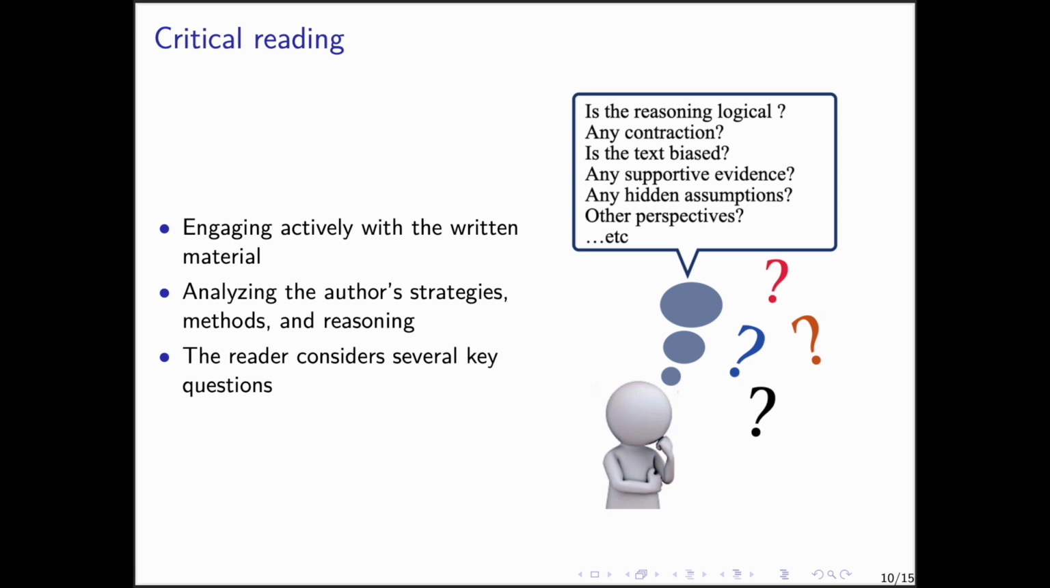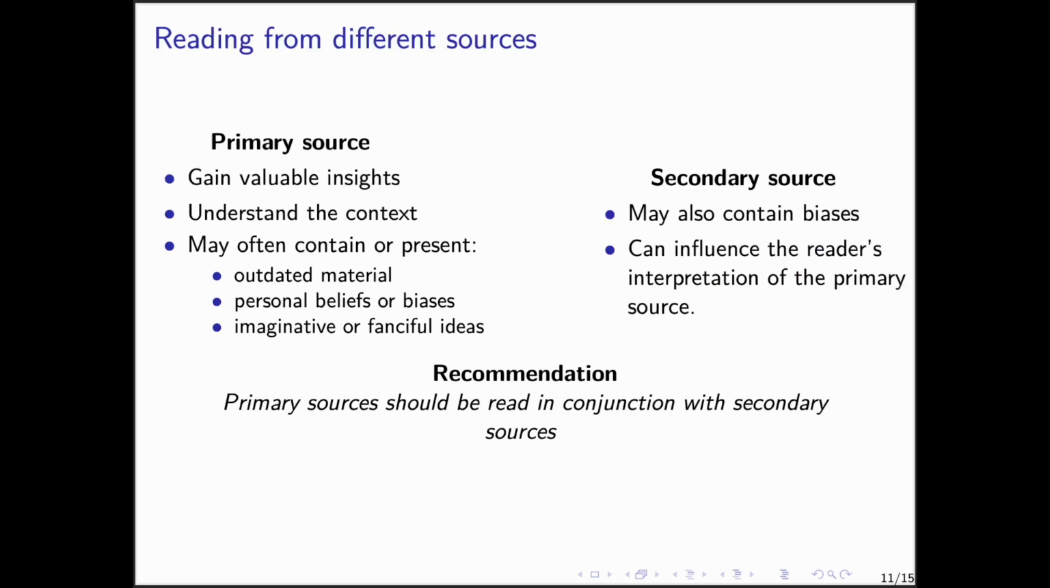As students, you'll work with both primary and secondary sources. Primary sources provide original data or first-hand accounts, but they need to be understood in context. Remember, primary texts might include outdated information or personal biases. Secondary sources, such as reviews or textbooks, can help interpret those primary texts, but they can also introduce bias. Whenever possible, read both types together to form a balanced understanding.